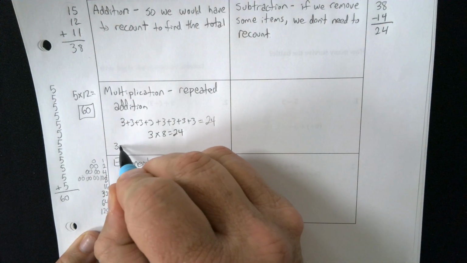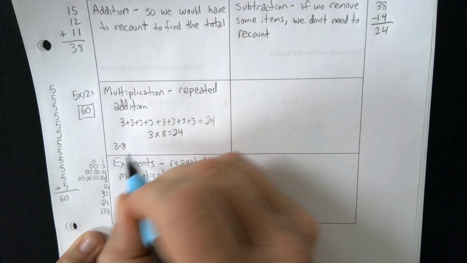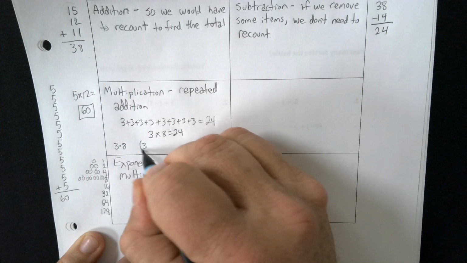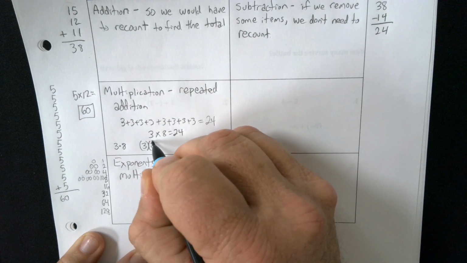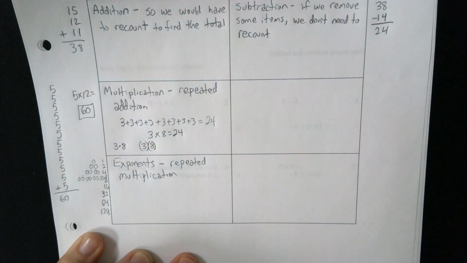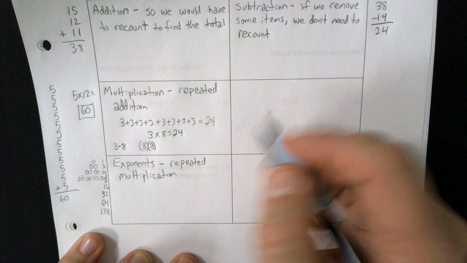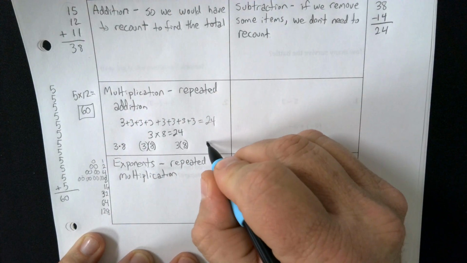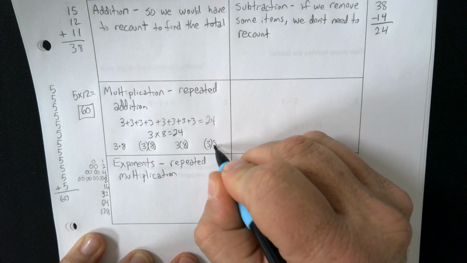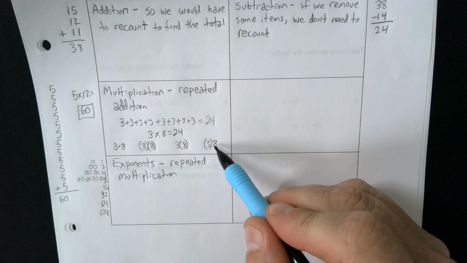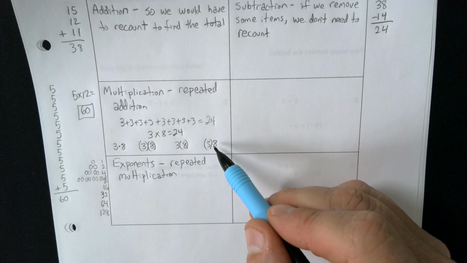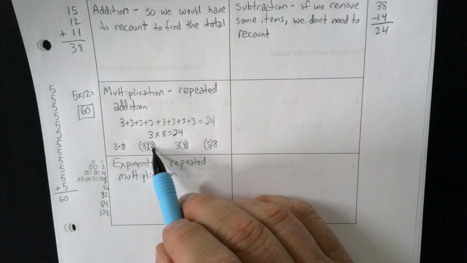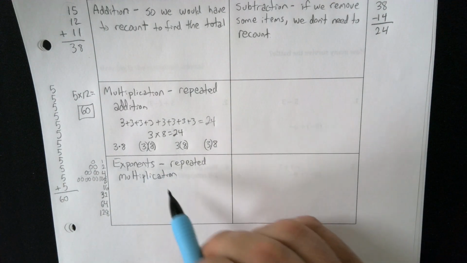You could do a 3.8. That means 3 times 8. You could do 3 in parentheses and an 8 in parentheses. That is also 3 times 8. And you actually don't even need both parentheses. You could do 3 with just the 8 in the parentheses, or you could do the 3 in the parentheses and the 8 afterwards. If a number is next to a parenthesis, it implies multiplication. And if 2 parentheses are next to each other, it also implies multiplication.